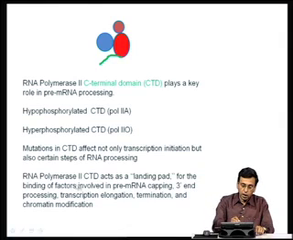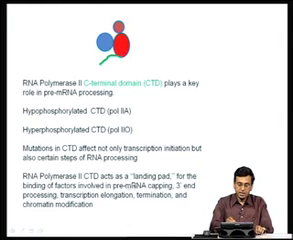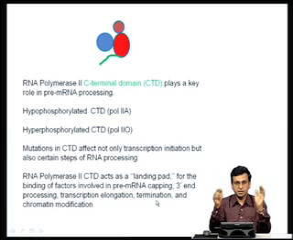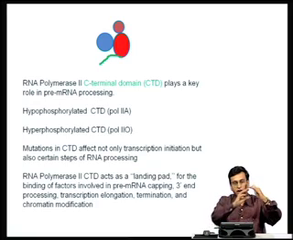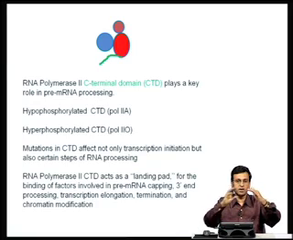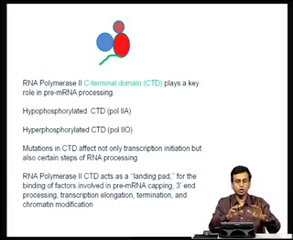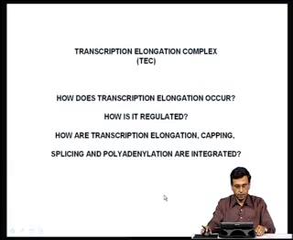So, the RNA polymerase II C-terminal domain acts as a landing pad for the binding of factors involved in pre-mRNA capping, 3' processing, transcription elongation, termination and chromatin modification. And this is what we are going to discuss in this class and the subsequent class today. How the RNA polymerase II actually acts like a launching pad, so that the capping factors, the splicing factors and polyadenylation factors can come there and do their job, so that the final mature RNA comes out of the nucleus.